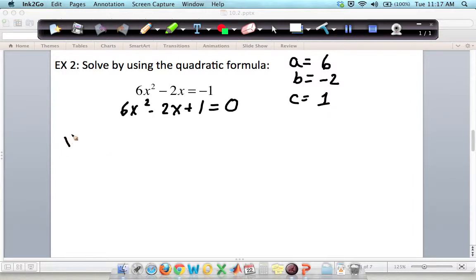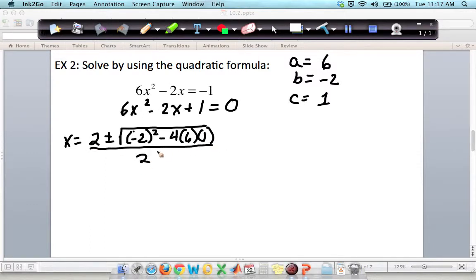So we're going to plug these into our quadratic formula. x equals negative b. Again, I have a negative 2, so that becomes a positive 2, plus or minus the square root of negative 2 squared minus 4 times a times c all over 2 times a. Let's simplify this. We get 2 plus or minus the square root. Go ahead and put this into your calculator all at once. Negative 2 squared minus 4 times 6 times 1. And you're going to get negative 20 over 12.